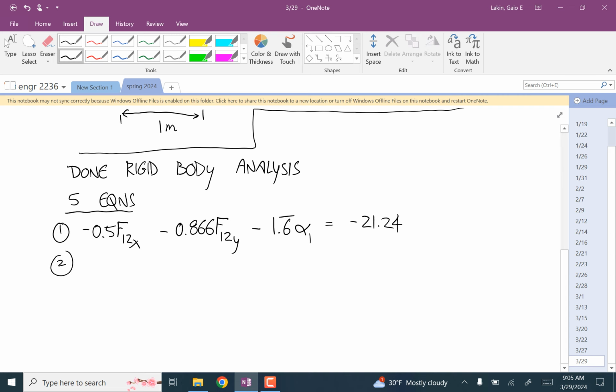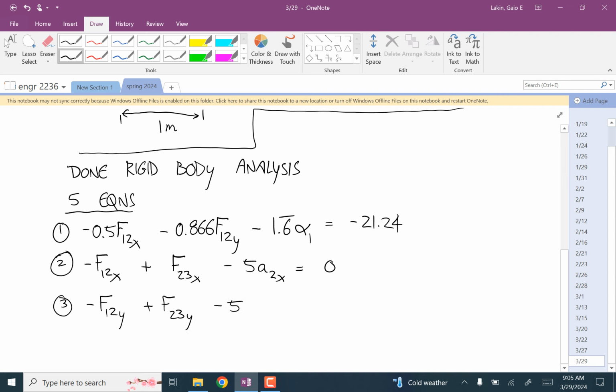The second equation is negative F12x plus F23x minus 5 A2x is equal to 0. The third equation, negative F12y plus F23y minus 5 A2y is equal to positive 49.05.